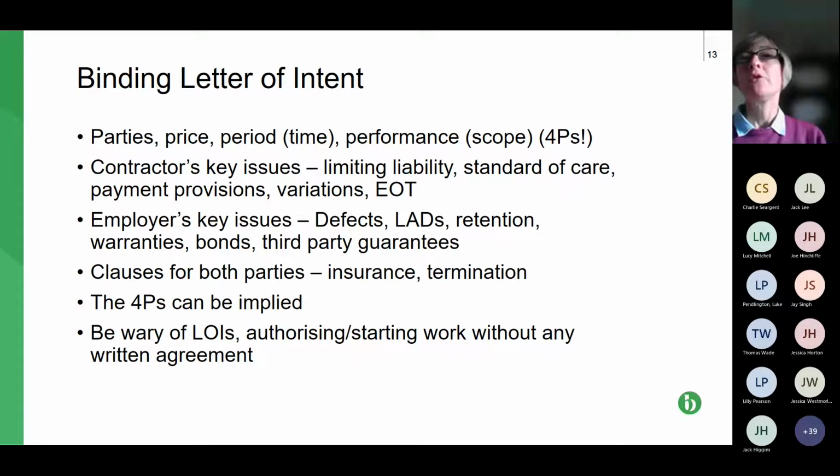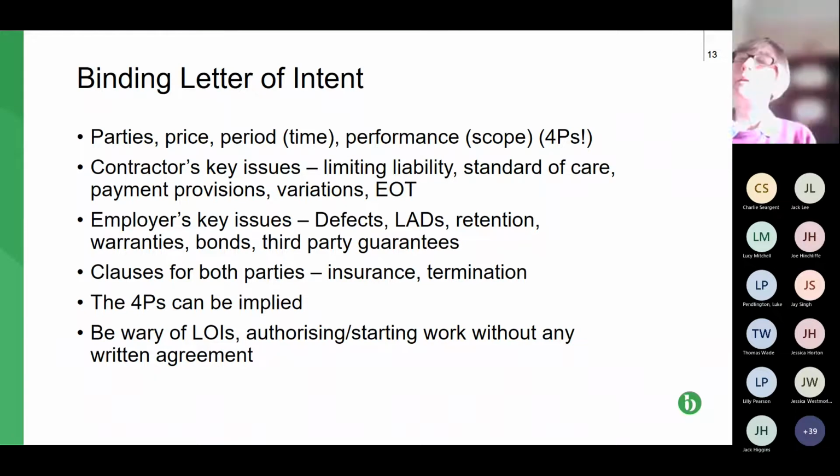As we've seen already, the 4 Ps can be implied into a contract. The difficulty there is that as soon as you're asking a court to imply terms, you're one step back. Typically, you would already have them in the contract or the letter of intent. So if you're asking a court to imply them, you've got that extra time and that extra cost of getting a court or an adjudicator to decide what terms are implied, and only then can you pursue the key dispute, which typically for contractors and subcontractors is going to be what you're entitled to be paid and when.